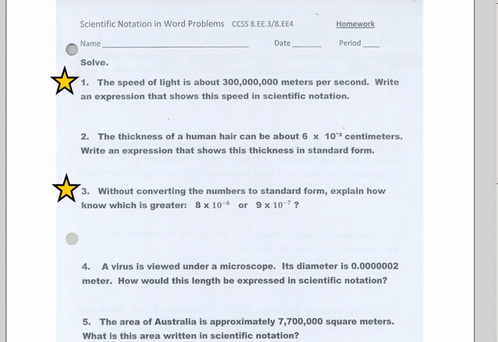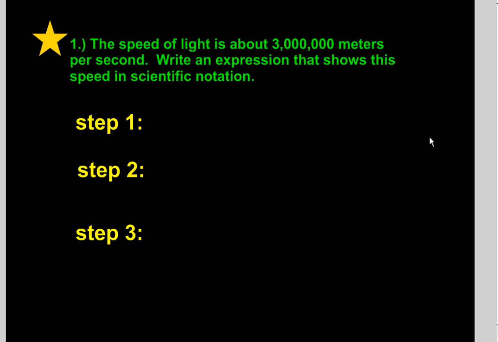Tonight's homework is scientific notation and word problems. We're going to start by taking a look at problem number 1. The speed of light is about 3 million meters per second. Write an expression that shows this speed in scientific notation.